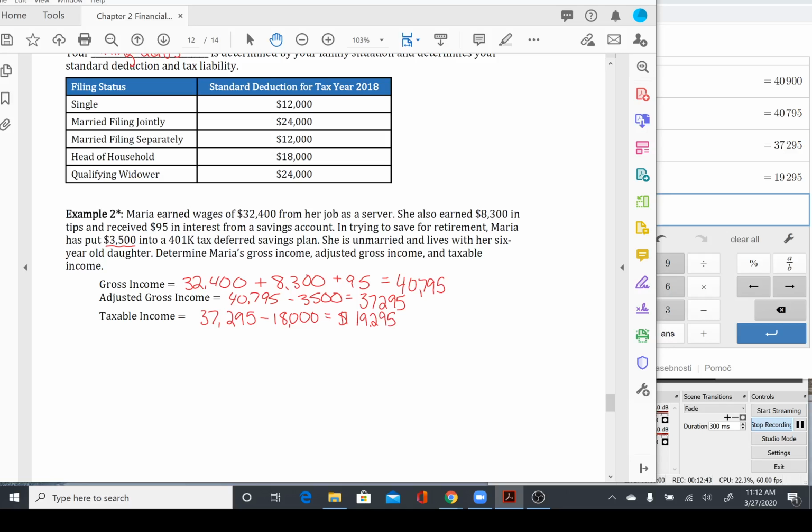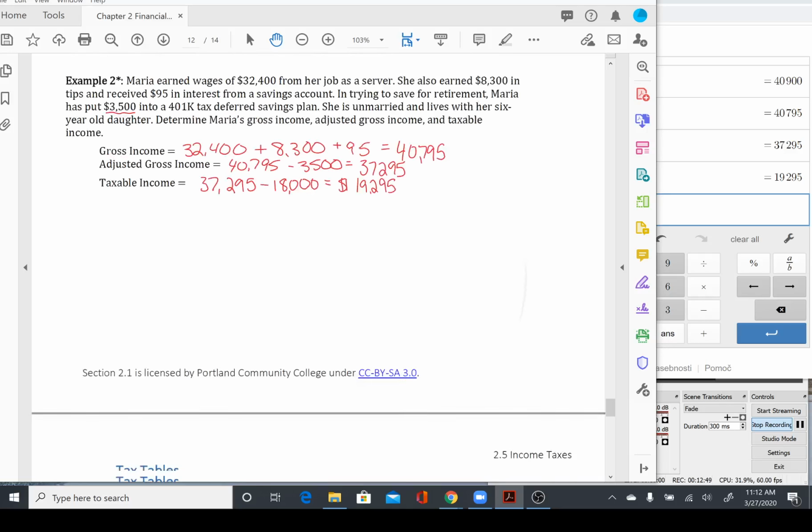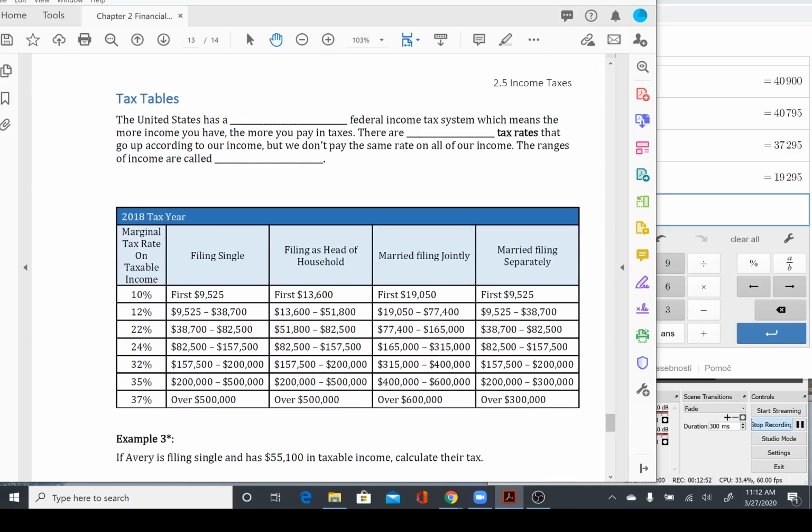So Maria's taxable income is $19,295. Once you figure out someone's taxable income, you can take that to a tax table.